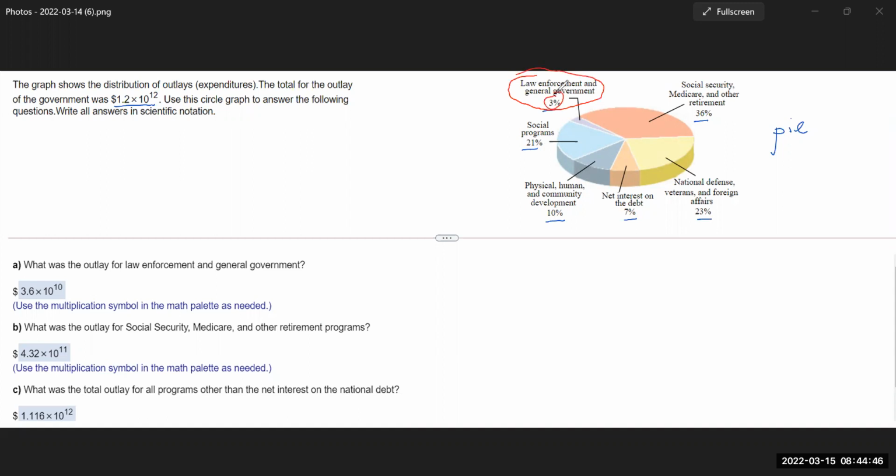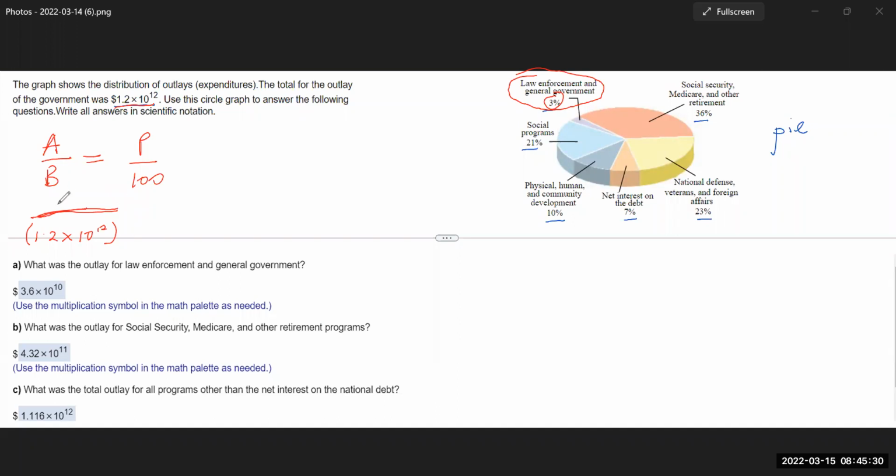3% was spent. Now, we've been given the total expenditure, so we want to know in monetary terms what 3% represents out of the 1.2 trillion that was spent by the government. If you remember, we could use the amount over the base is equal to the percent over 100, and we'll get the same answer. Here, we've been given the base. The base is the whole amount that was spent by the government, so 1.2 trillion right there.